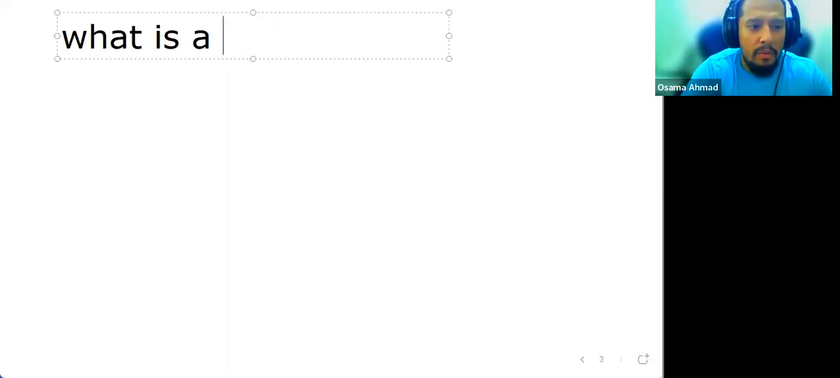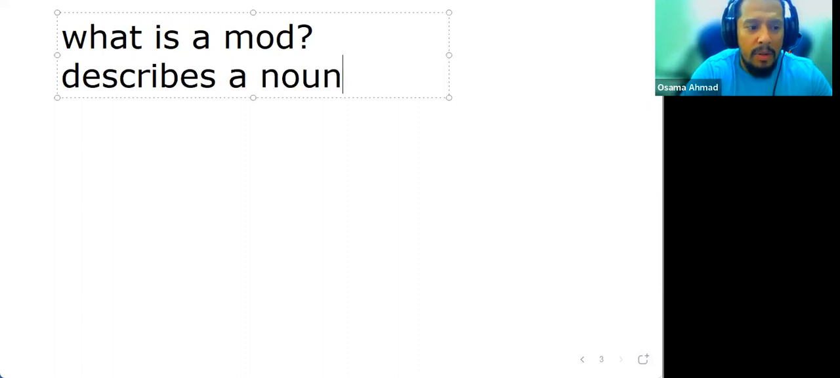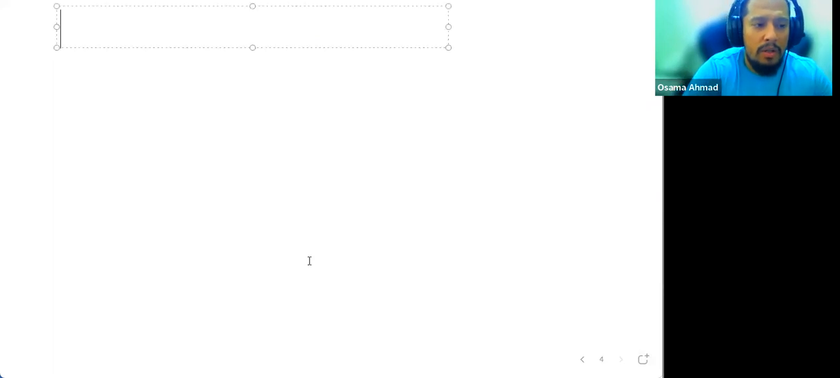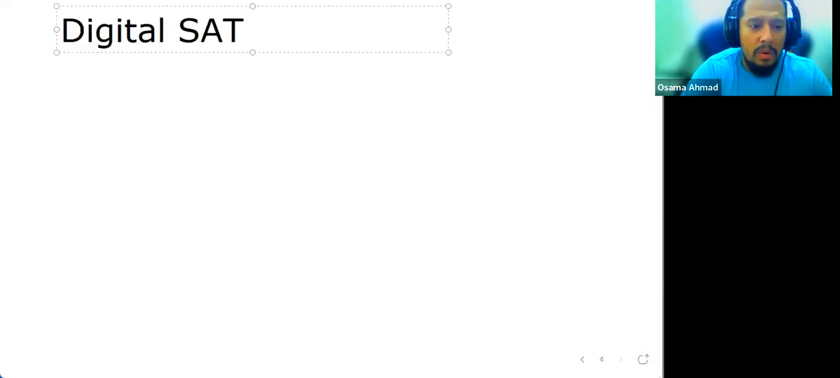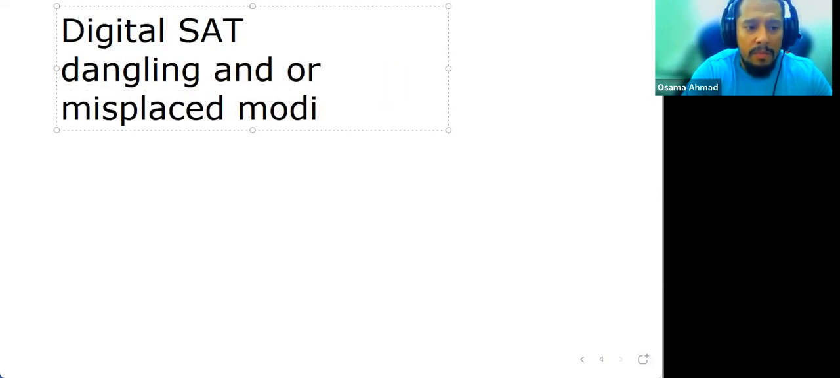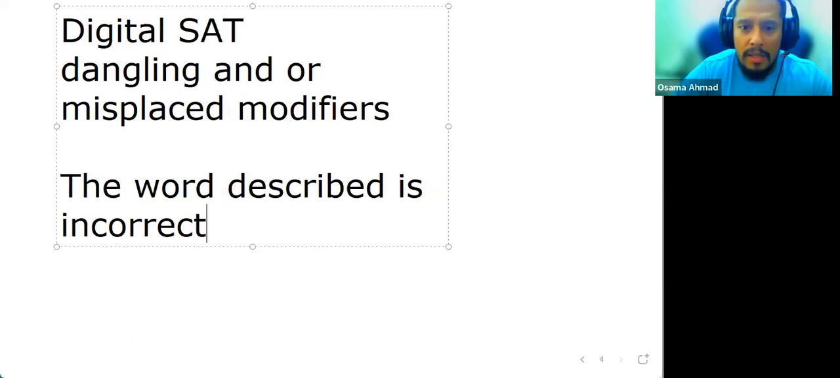And so the question is, what is a modifier? What does it do? A modifier describes a noun. So for example, the red car is nice. In the sentence, the modifier is red. Easy until this point. On your digital SAT, you'll be dealing with dangling and or misplaced modifiers, meaning the word described is incorrect. Meaning what? The word described is the incorrect word. What do I mean by this?